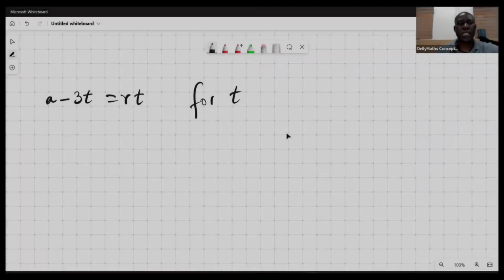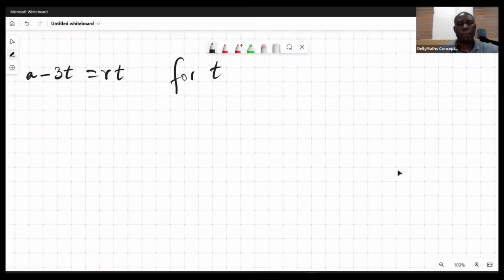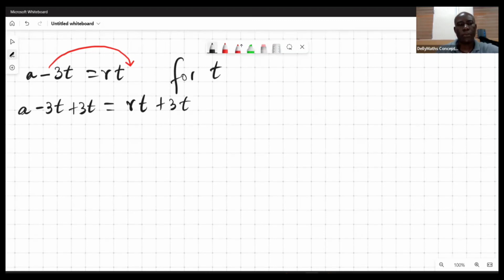There. So we want to make t the subject right here. One of the things that we could do easily is to gather the t's on one side. So I'm going to call it my t's on the right side. So basically, a minus 3t, I'll be adding 3t to the left side, which means that I'll be adding 3t to the right side for balancing. This cancels itself. So a is equal to rt plus 3t.